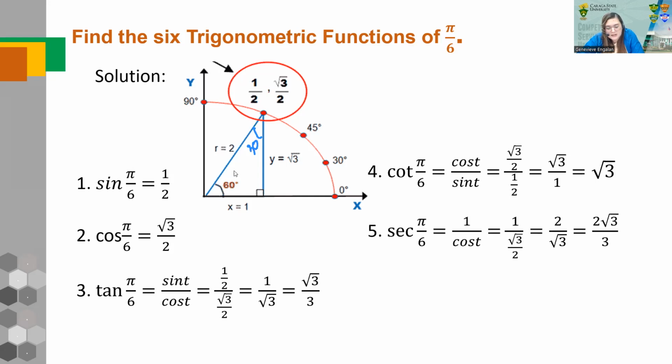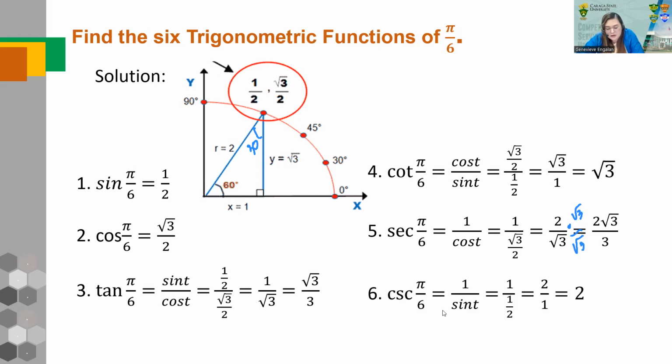Secant is just the reciprocal of cosine. So 1 over cosine, or 1 over square root of 3 over 2. Flipping it, you have 2 over square root of 3. Rationalizing, we multiply by square root of 3 over square root of 3, so the square root in the denominator goes away. What remains is 2 square root of 3 over 3.